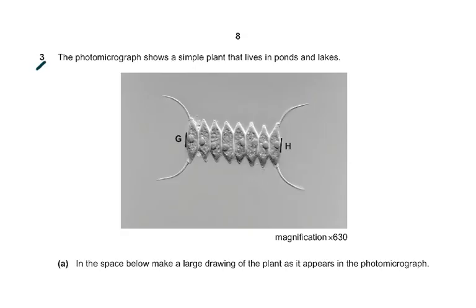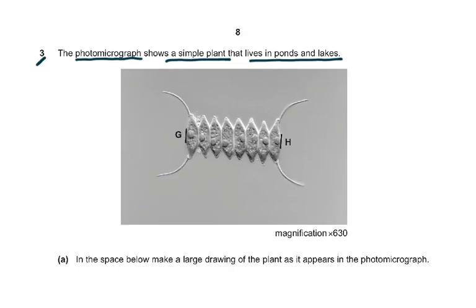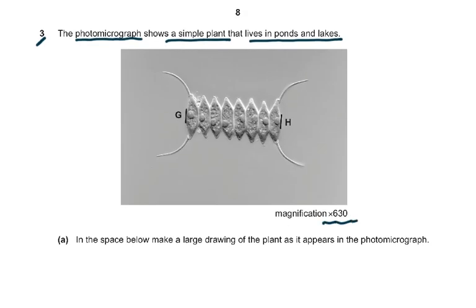Now coming to the last question. The photomicrograph shows a simple plant that lives in ponds and lakes. G to H, there are two labels. The magnification is 630 times. In the space below, make a large drawing of the plant as it appears in the photomicrograph. So all you have to do, it's very simple, is you just have to trace it.